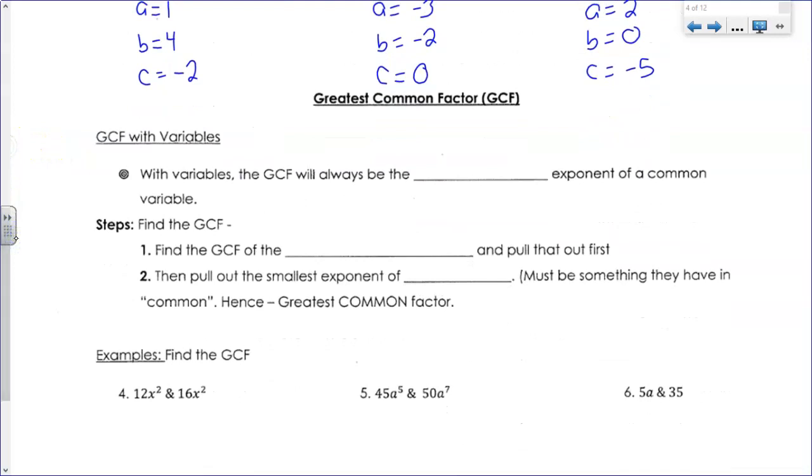Okay, you should have heard of greatest common factor in your middle school. So greatest common factor, first of all, with variables, the greatest common factor will always be the smallest or the lowest exponent. Smallest exponent of the common variable. Okay, greatest common factor, GCF, greatest common. So something has to be in common.